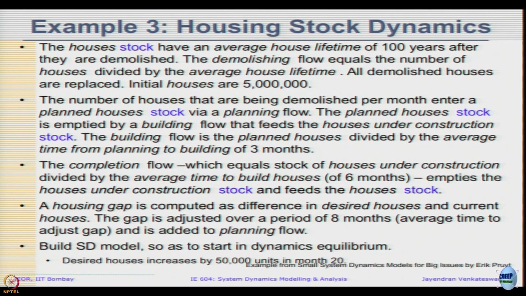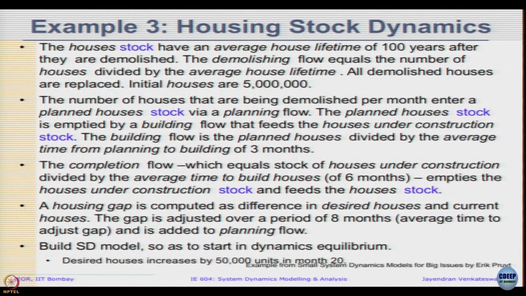The planned houses stock is emptied by a building flow that feeds the houses under construction. That means the planned stock is going to feed into a houses under construction stock. And the building flow is the planned houses divided by average lifetime. So, all seems to be a first order delay. Flow is stock divided by time, so it must be first order, okay.